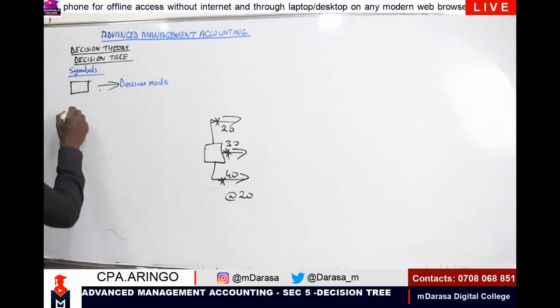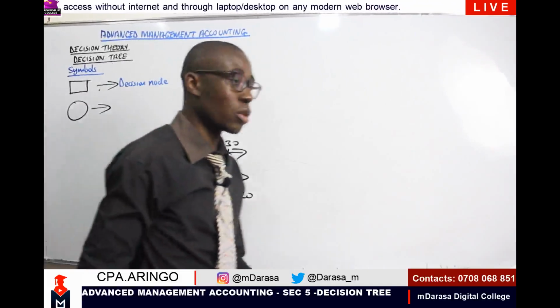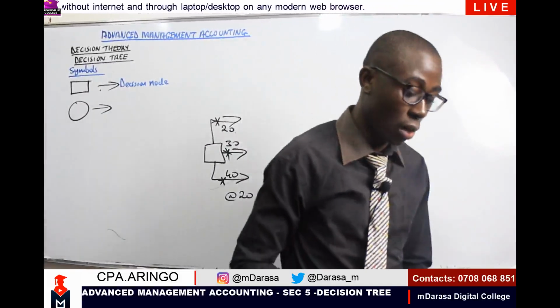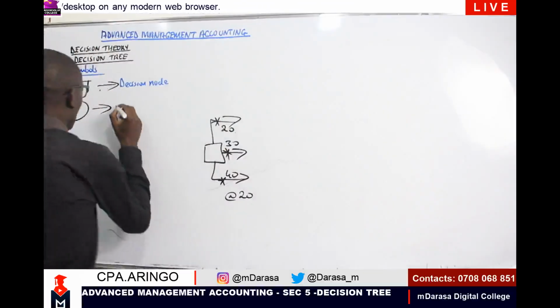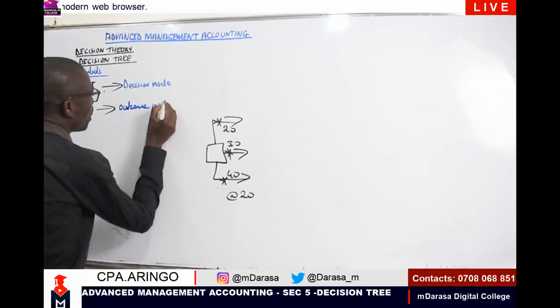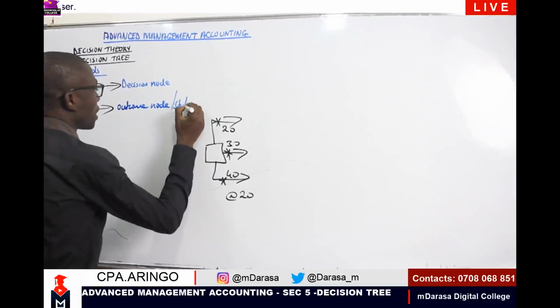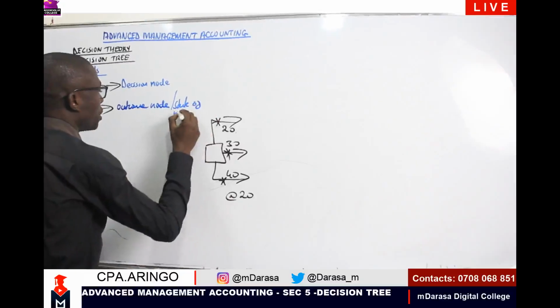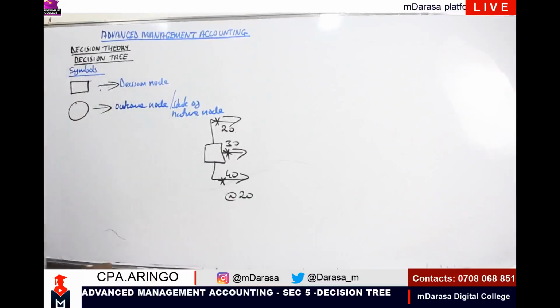Then you have another node, a circle, which represents the state of nature node, or the outcome node. At times you normally term it the state of nature node.